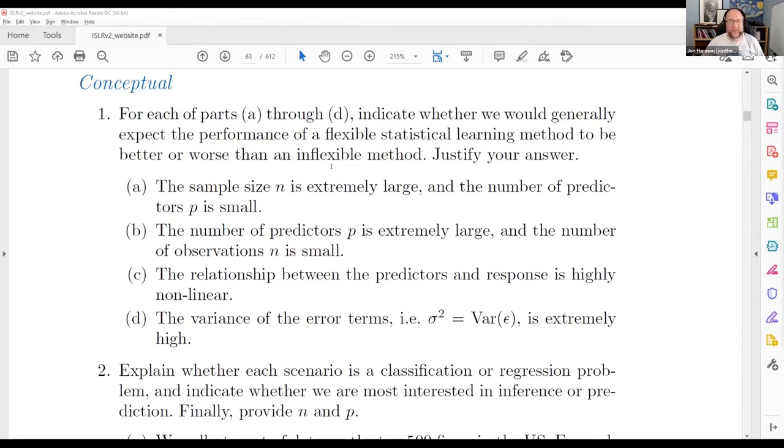And I do think, as an aside, is a flexible method going to be better than an inflexible one? It's a continuum. At some point, you're going to have the right trade-off of flexible and inflexible. But for B, you probably want to move more to the inflexible side. And for A, you want to move more to the flexible side.